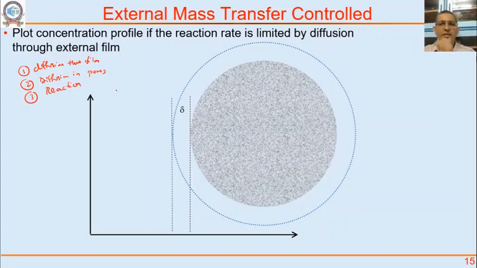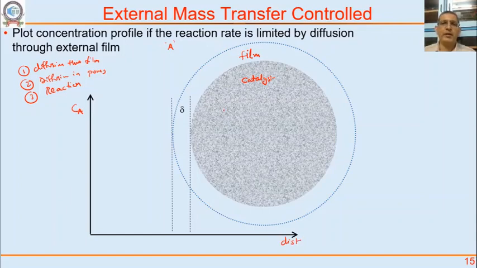What I want to do in the next 3 slides is, this is the catalyst. This black area or the gray area is a catalyst. This outside dotted line is a fluid film. So this is a catalyst. This is the film. What I want you to do is draw a concentration profile of the reactant. Let's say A is our reactant, in terms of Ca versus distance.